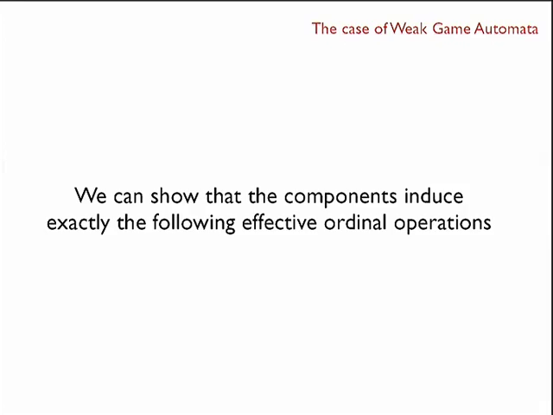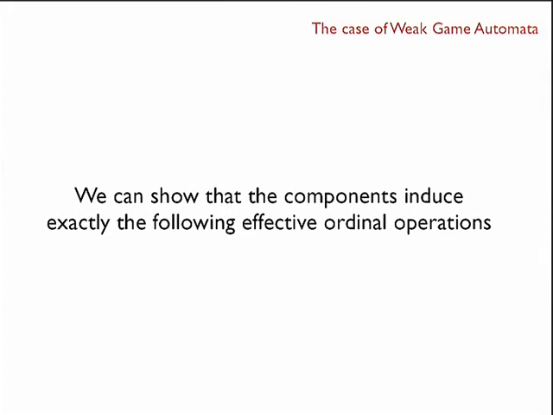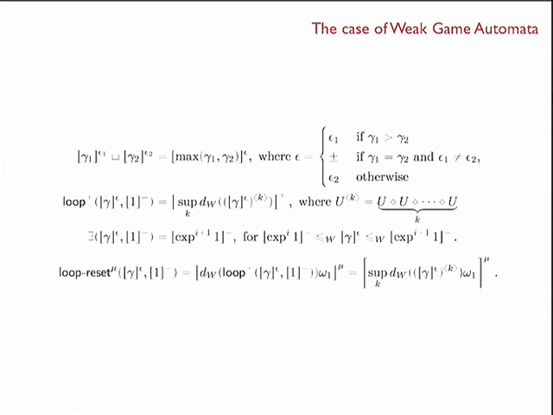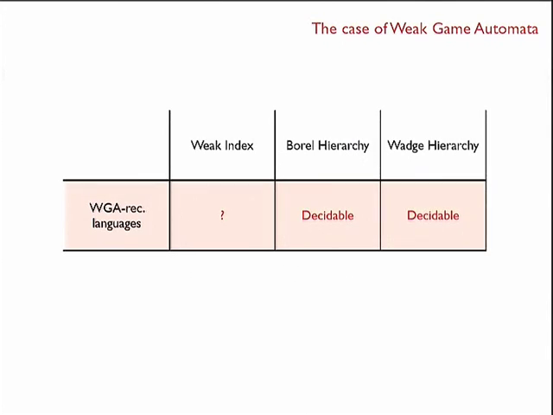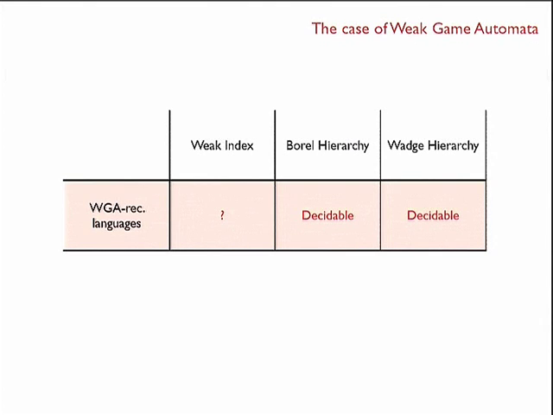For those operations, you can analyze how they operate on equivalence classes, and there is a mathematical way of describing what they do to wedge equivalence classes. Again, don't try to read this even. There are formulae that explain how the operations act on equivalence classes. And this way, since the operations are effective, we can decide the wedge hierarchy and the Borel hierarchy.